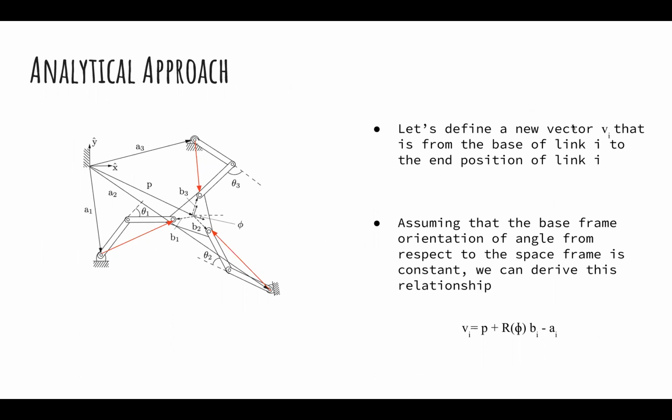Let's first define a vector v_i from the base of our joint to the end of our joint. I've highlighted them in red here for each joint, 1, 2, 3. Then we realize we have two frames of reference we're working with: a space frame and a body frame. Assuming this angle from space to body does not change, we can derive this relationship, and you can see from the vectors that this adds up.